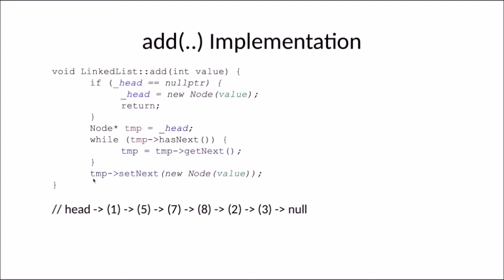And now I simply do temp set next. I pass in a new node with a given value. So this creates a new node at the very end of the list. And then I say temp set next. So it updates the next pointer to now point to the new node that I'm creating here.